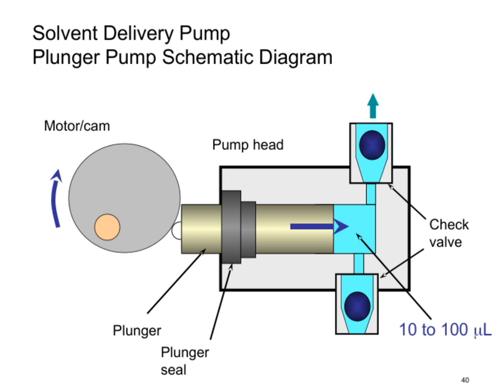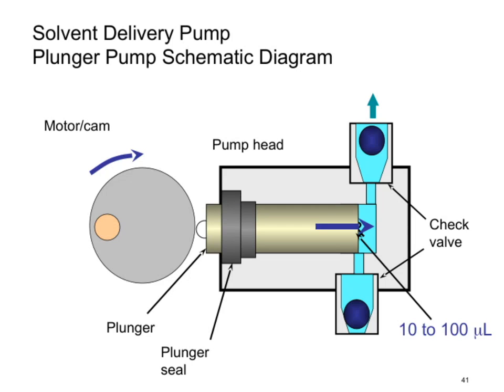The pump head houses the plunger and connects to check valves that prevent backflow, maintaining a consistent flow direction. The plunger seal is crucial here, as it maintains the integrity of the seal around the plunger, preventing leaks and ensuring accurate volume delivery. Overall, this setup allows for highly precise and reliable solvent delivery, which is essential in many analytical and preparative processes. This schematic ties into our broader discussion on how fluid control systems play a vital role in achieving reproducible and high-quality results.